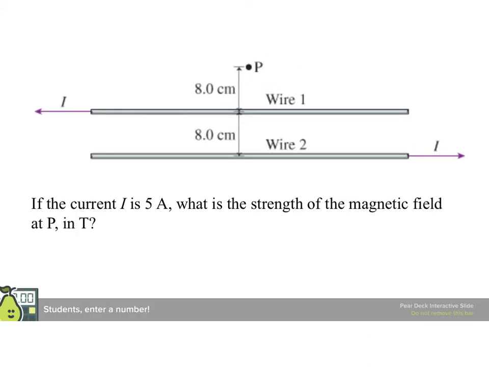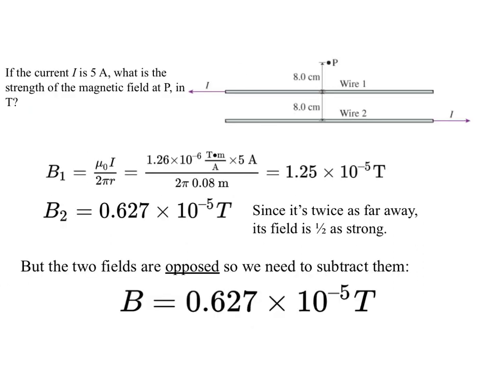All right. And if the current I is 5 amps, what is the strength of the magnetic field at P in terms of Tesla? Well, the field due to 1 is going to be mu naught I over 2 pi r, where r is the 8 centimeters. So we grind out some numbers, and we find that it's 1.25 times 10 to the minus 5 Tesla. And we would do the same thing to get field 2, except I'm going to take a shortcut. Since it's twice as far away, it will be half as strong because of the inverse relation and the fact that it's the same current. So B2 is going to be 0.627 times 10 to the minus 5 Tesla.